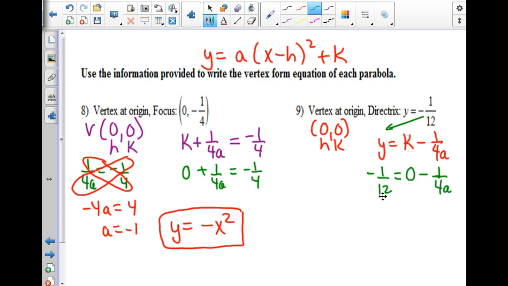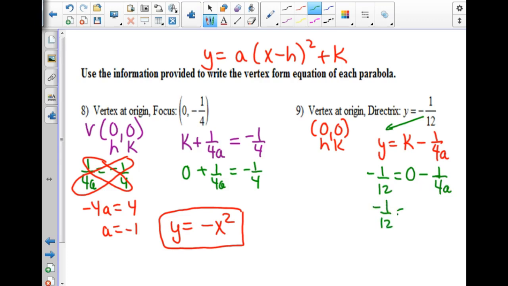Does anybody know what a is already? You can kind of look here and here. How are you going to get negative 1/12 to be negative 1 over 4a? Put in a positive 3. Yeah. All right, if you already see that, that's cool. I'm going to show it algebraically.